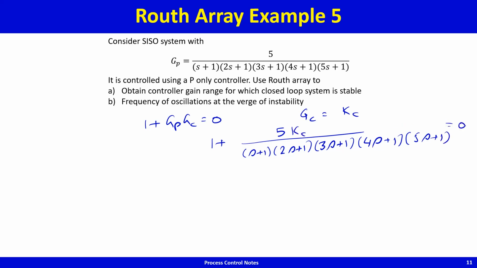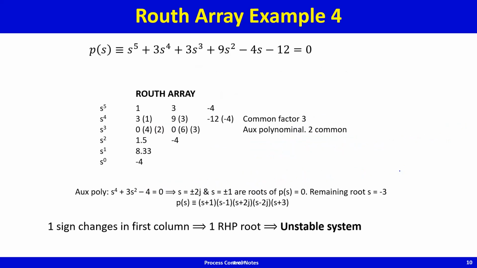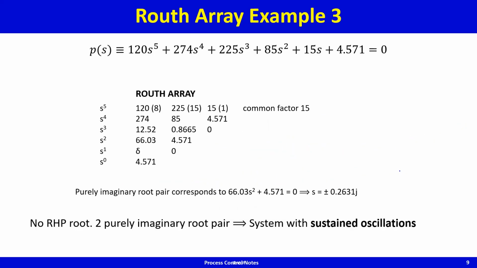This is equal to 0 is the characteristic equation, which essentially solves to (s plus 1)(2s plus 1)(3s plus 1)(4s plus 1)(5s plus 1) plus 5Kc is equal to 0. And if you do the math, you'll get the same coefficients as this. So what are the 120, 274, 225, 85, 15?